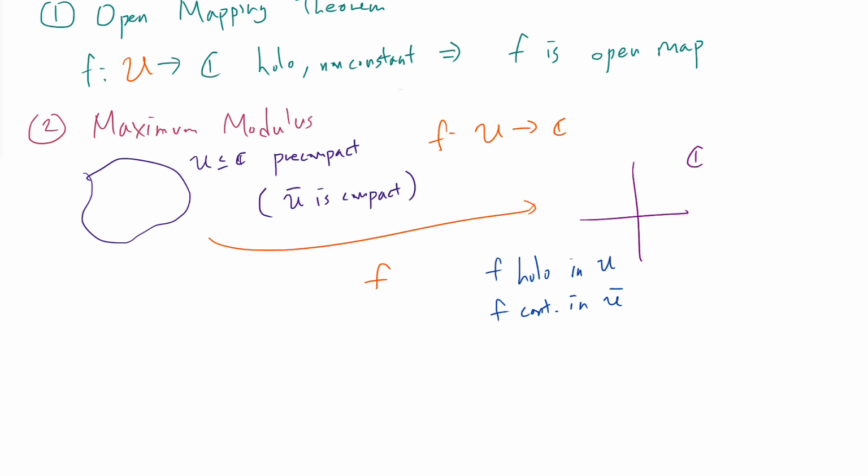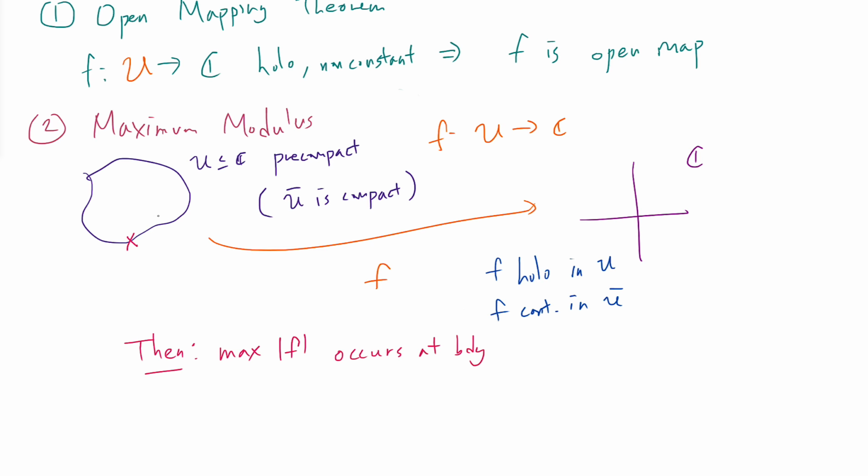But where can the maximum be? Well, the maximum modulus theorem says you cannot have a maximum in the interior. You cannot have a maximum that's not on the boundary of U. So there cannot be a point here like c0 where we get a maximum. For the maximum of f, the maximum value can only be attained on the boundary. So this is what the theorem says. So the maximum of the absolute value of f, to be precise, occurs at the boundary.